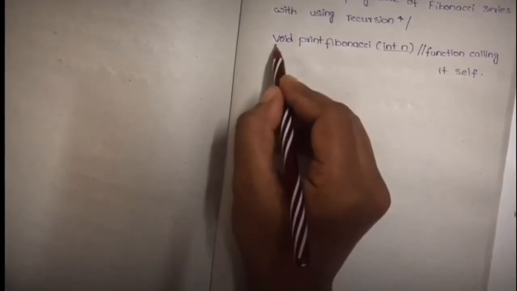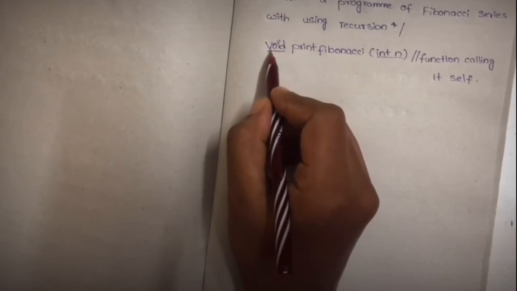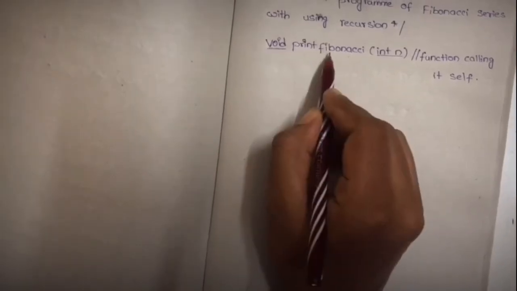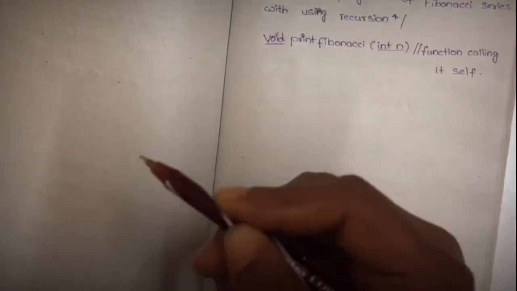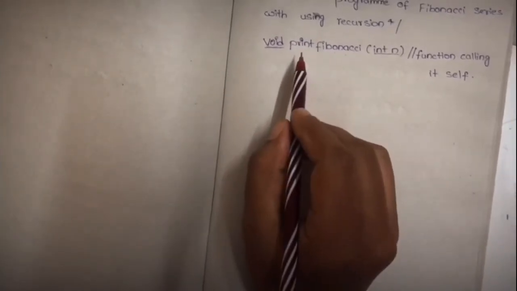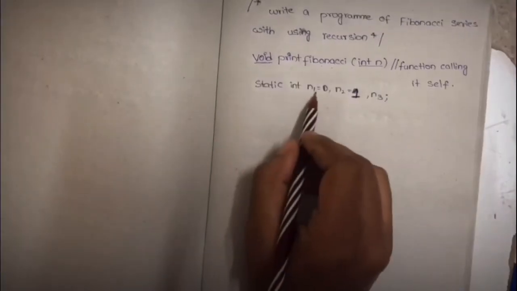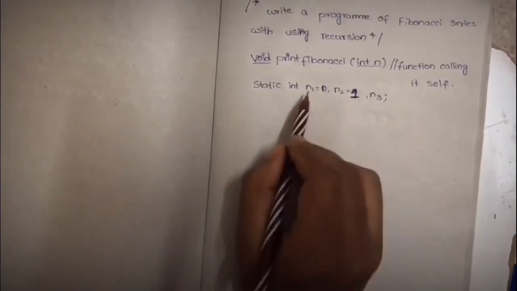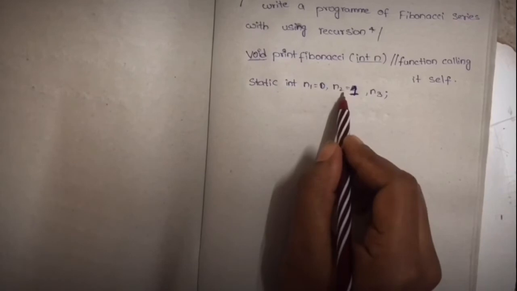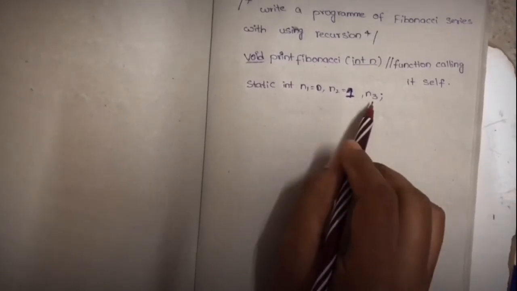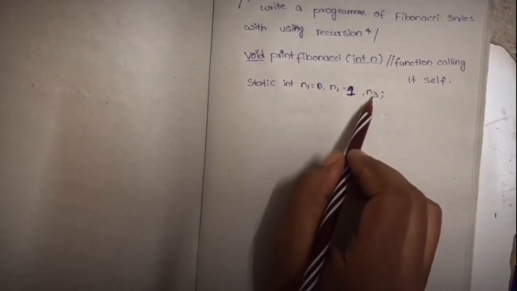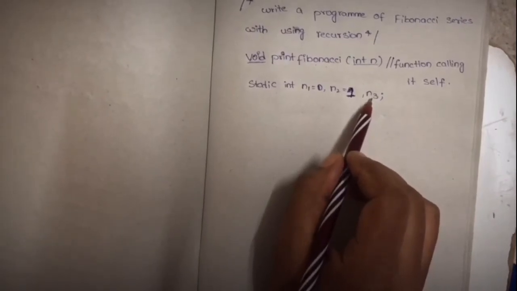Write a program of the Fibonacci series using recursion. Int n. This is the argument and this is void. We do not need a return value, so that is why here void. What we need to print here is Fibonacci. The printf itself is only calling the function, so that is the reason it is said to be recursion. Int n1 equals 0, n2 equals 1. The first previous two numbers of the Fibonacci series are 0, 1. n3 is the temporary variable, or we can say the next number of the Fibonacci series, which is the sum of the previous two numbers.